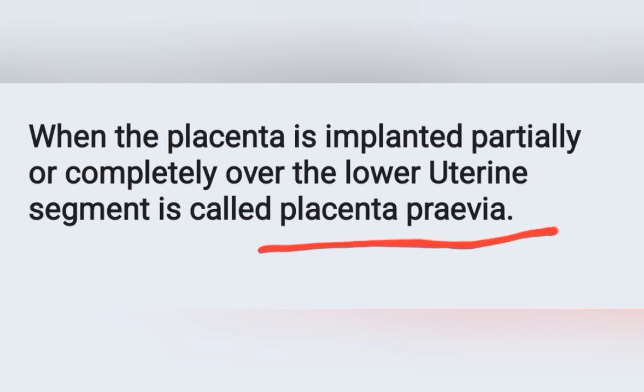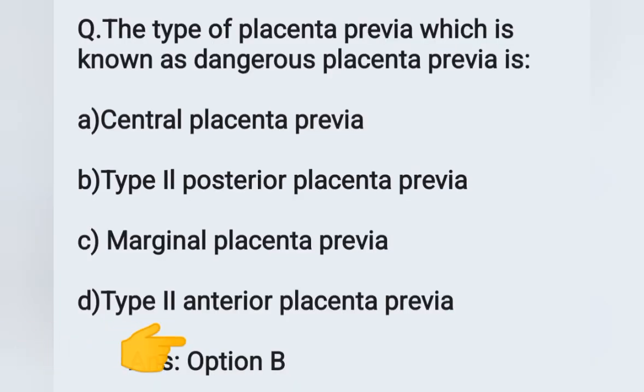Here we can see what placenta previa means. When the placenta is implanted partially or completely over the lower uterine segment, it is called placenta previa. In placenta previa, the placenta is implanted in the lower uterine segment. Here the question is, which placenta previa is known as dangerous placenta previa? It is type 2 posterior placenta previa. Option B is the correct answer. Move on to the next question.